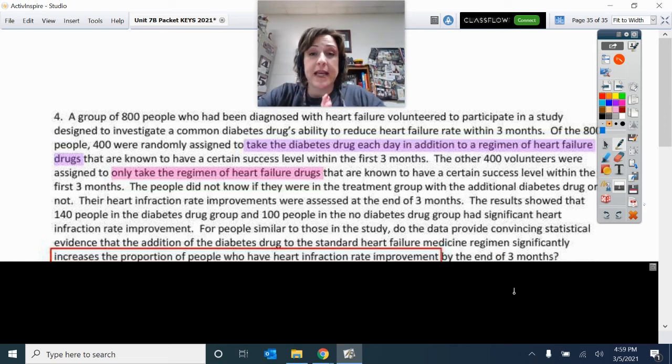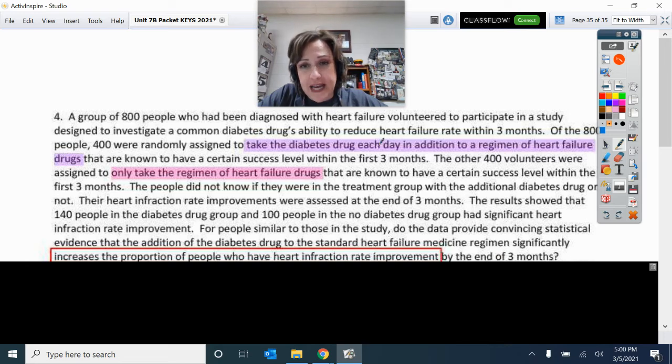My husband's heart doctor, he had heart failure at the beginning of the summer, and his heart doctor is part of a study. He's on the cutting edge of all these different things, and he does a lot of research to see if the addition of a diabetes drug that you take in addition to your regular heart failure regimen increases the proportion of people who have heart function improvement. So lots of words in there. I kind of highlighted that out.